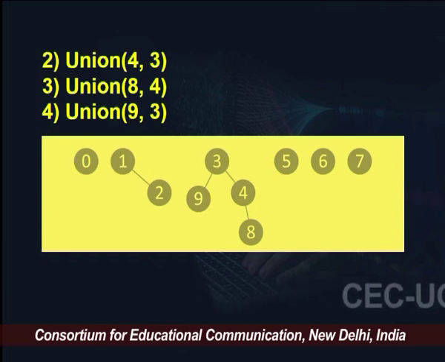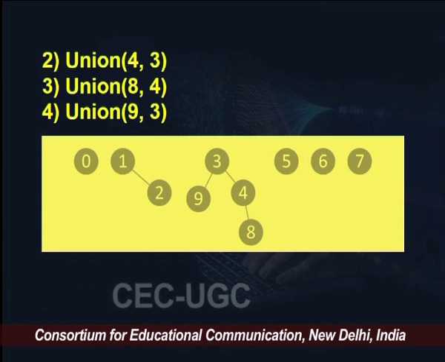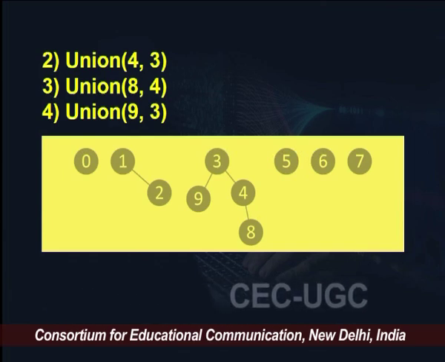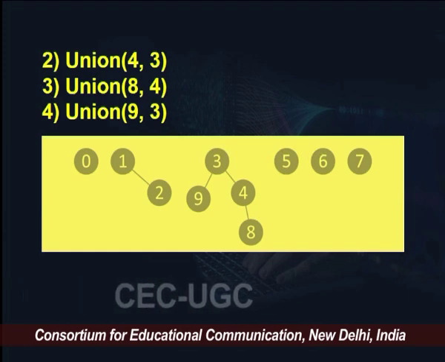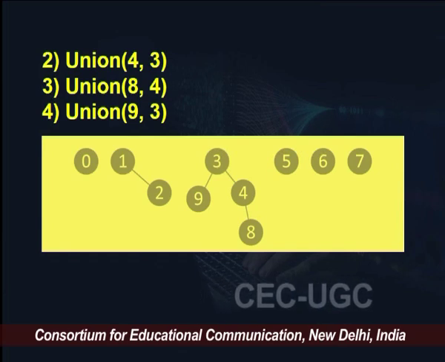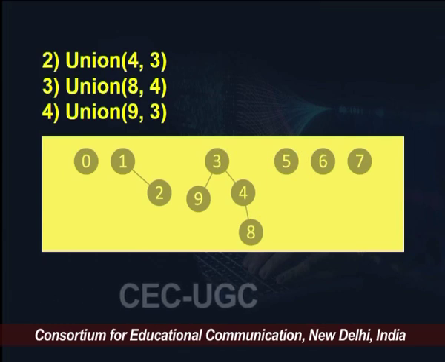So union 4, 3 is going to give a link between 4 and 3, and let us say the representative element we are keeping as 3. So by convention, let's make a convention here that the smaller element will be the representative of the set. So when we say 4, 3, 3 is the representative. Now the next step says union 8, 4.